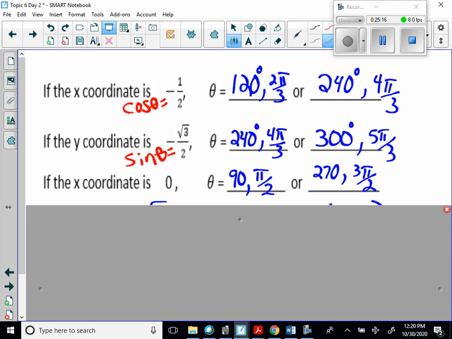If the x-coordinate is 0, that means you're on the y-axis, so that would be 90 degrees, which is pi over 2, or 270 degrees, which is 3 pi over 2.